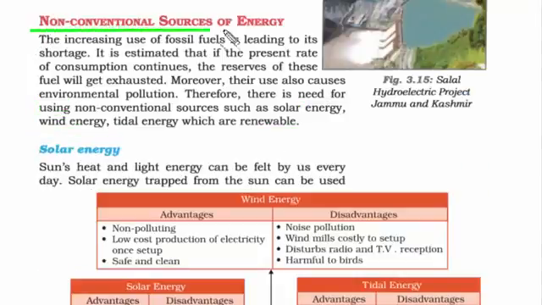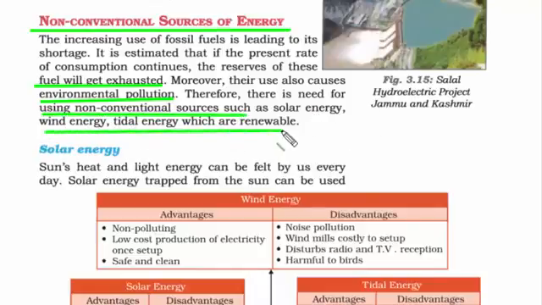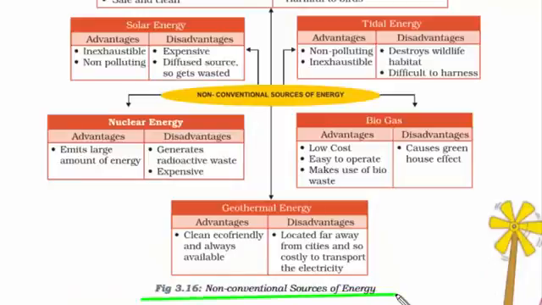Moving on to the non-conventional sources of energy. They are also called unusual sources of energy. We know that fuel reserves are getting exhausted and fossil fuels also cause environmental pollution. Therefore, we need to move towards using non-conventional sources of energy such as solar energy, wind energy, tidal energy, which are renewable. So one such non-conventional source of energy is solar energy. Just go through this image and look at some non-conventional sources of energy, their advantages and disadvantages.